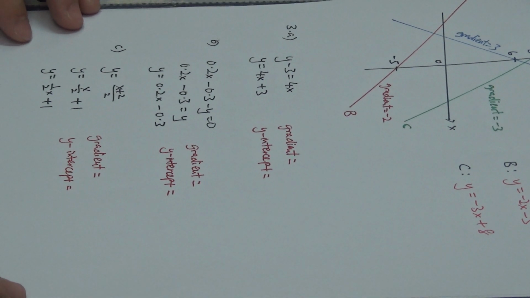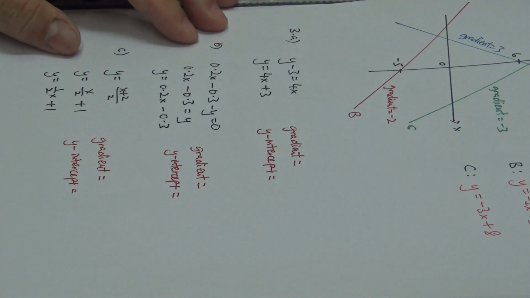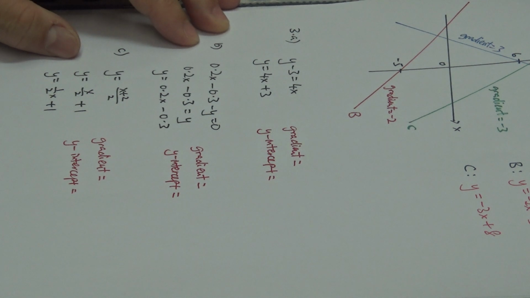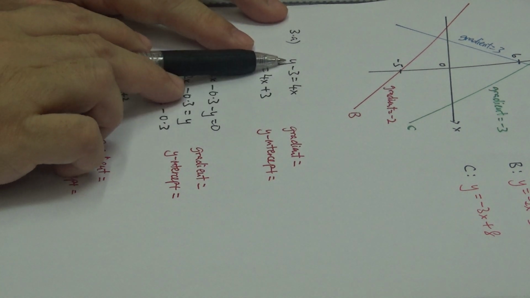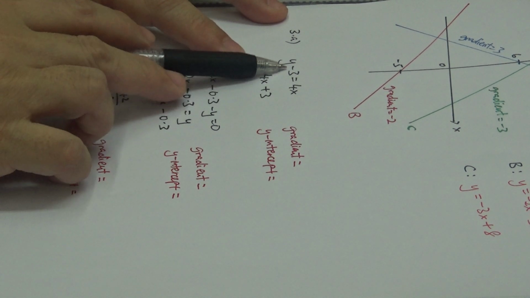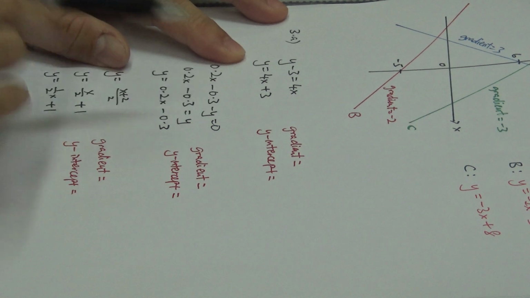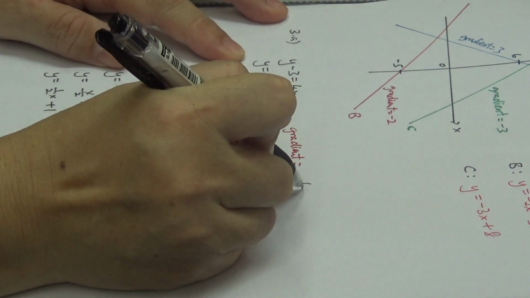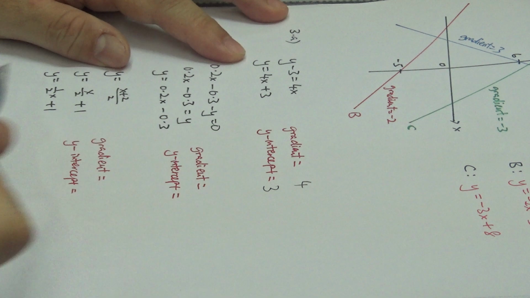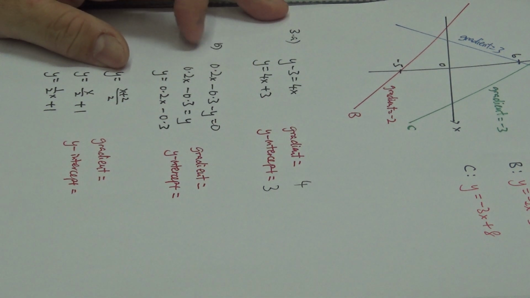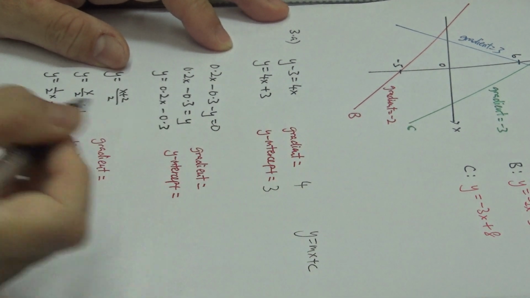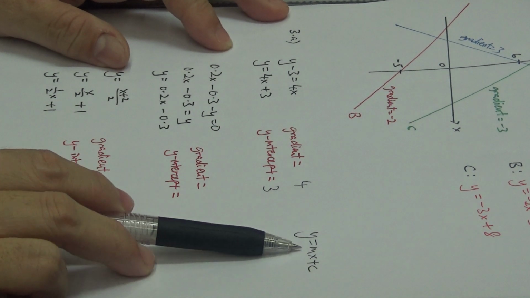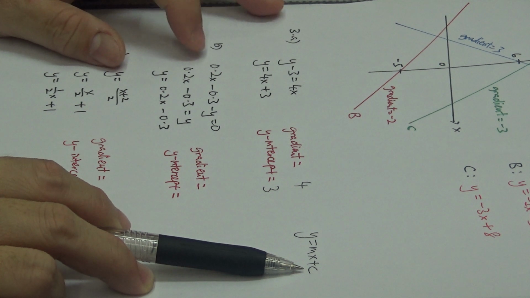Okay, let's look at question number 3. They tell us, write down the gradient and the y-intercept of each of the following straight lines. Now note that this is not in the correct manner. We will have to rewrite it. Bring the 3 over into this form. Then we can get the gradient as 4 and the y-intercept as 3. Always make sure that you write in the form y equals mx plus c before you can conclude what is the gradient and what is the y-intercept.